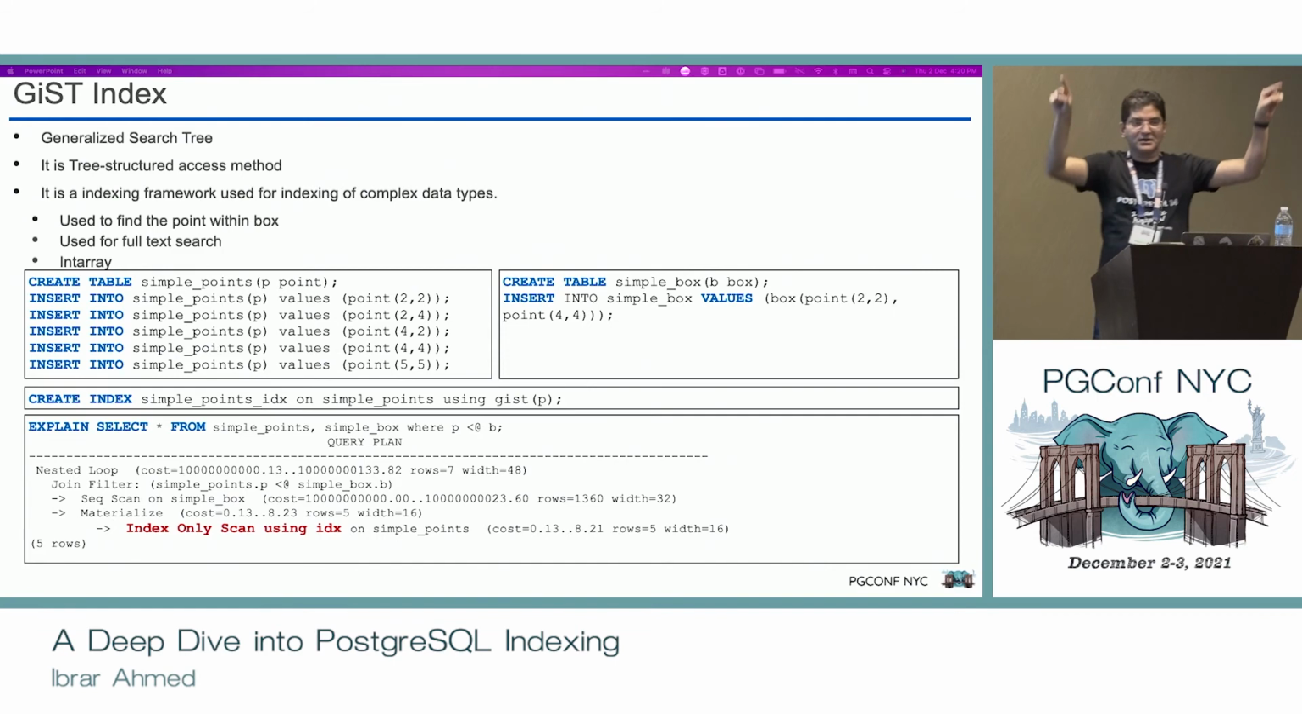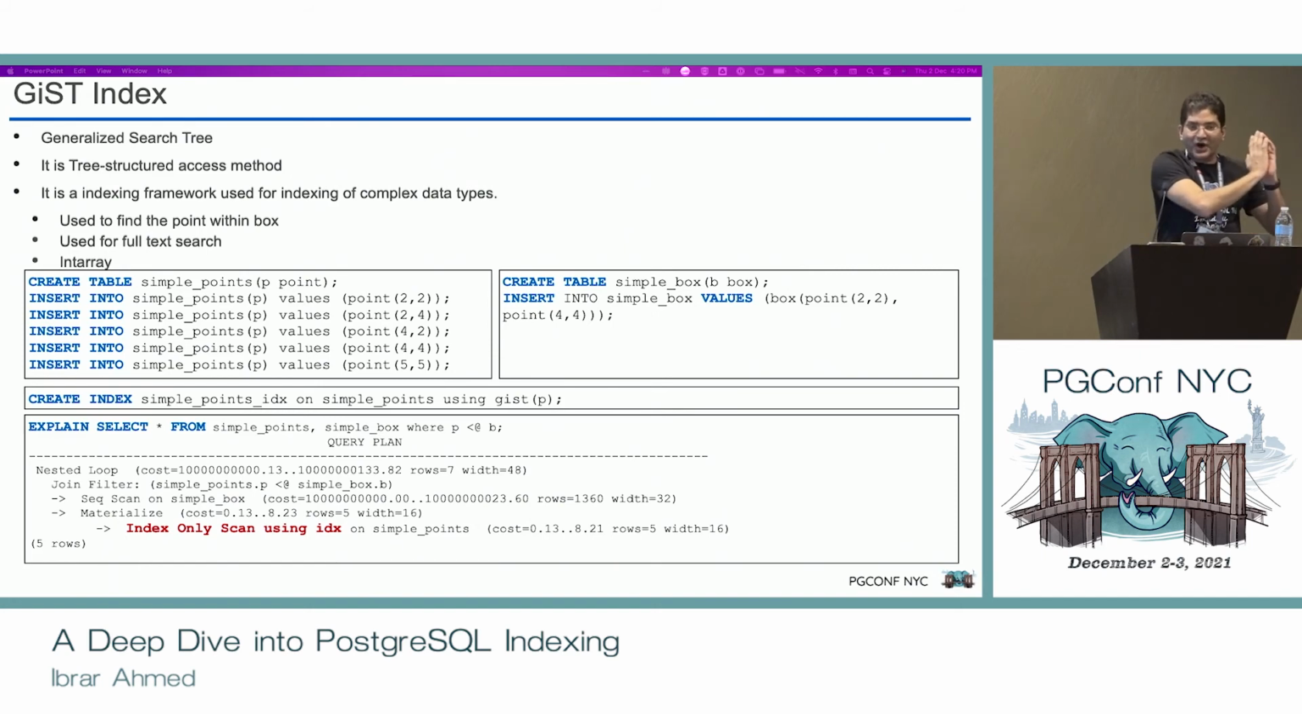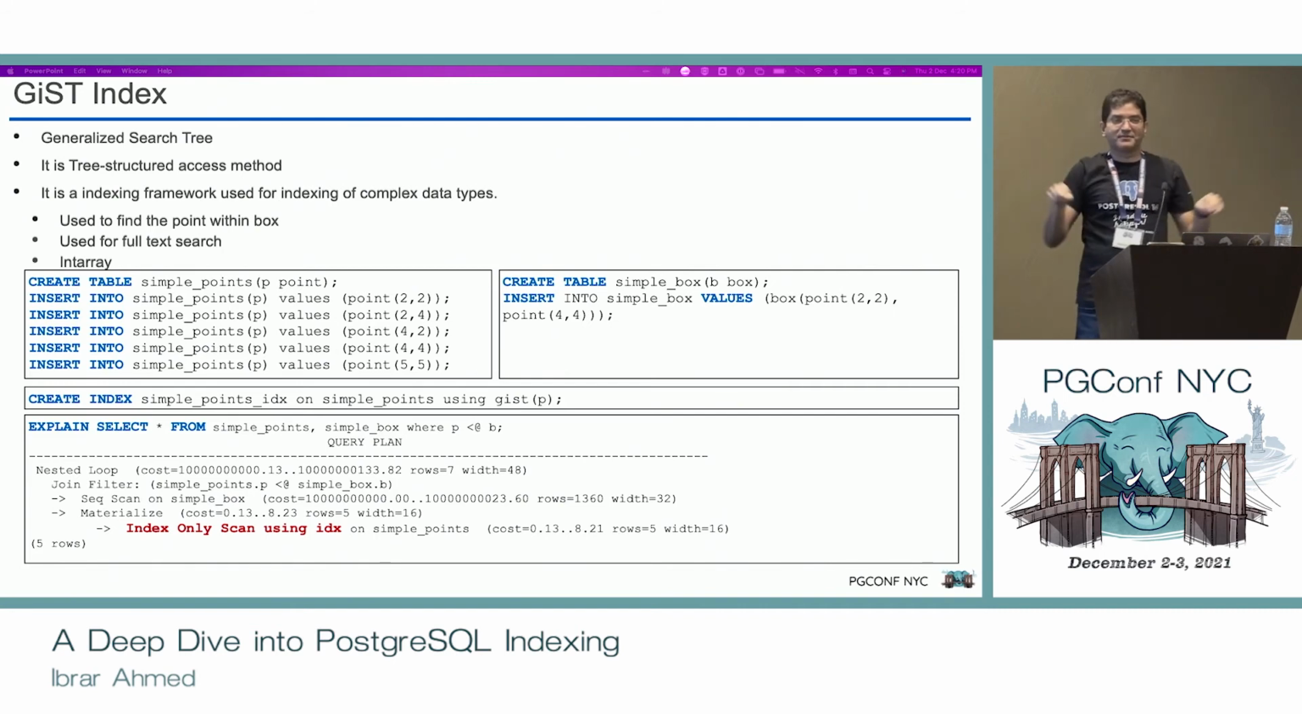So I created a box table and a points table. I just want to check which points in the points table are within that box. It can't be done using hash, B-tree, or GIN. The only option is GiST.